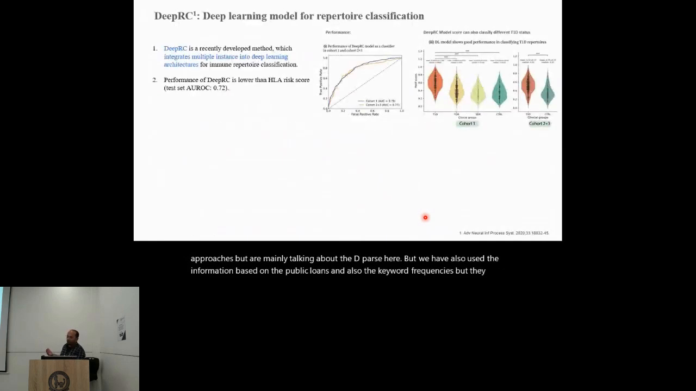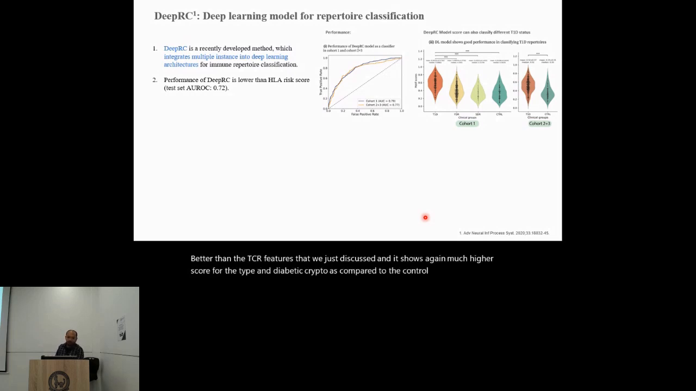Then we wanted to see, without using any HLA information, can we predict the same thing with the TCR repertoires? And for that, we use different approaches, but I'm mainly talking about DeepRC here. But we have also used the information based on the public clones and also the k-mer frequencies, but they had their own limitations. DeepRC is a multi-instance learning-based, modern Hopfield network-based method for classification. And when we use DeepRC, we see the performance is better than the TCR features that we just discussed. And it shows, again, much higher score for the type 1 diabetic repertoires compared to the control.